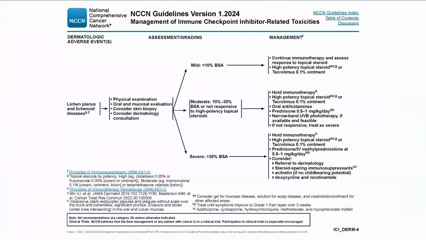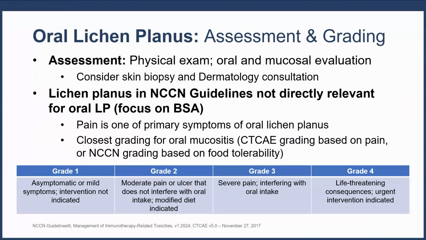So here is the stratification, the guideline page for lichen planus. This includes also skin-involved lichen planus and lichenoid diseases. And so the grading doesn't match perfectly because it also includes those others. And so I think pain, if you note that pain is one of the primary symptoms of oral lichen planus, I've included here for you the grading for oral mucositis, which I think most closely aligns with what we're trying to get at here.